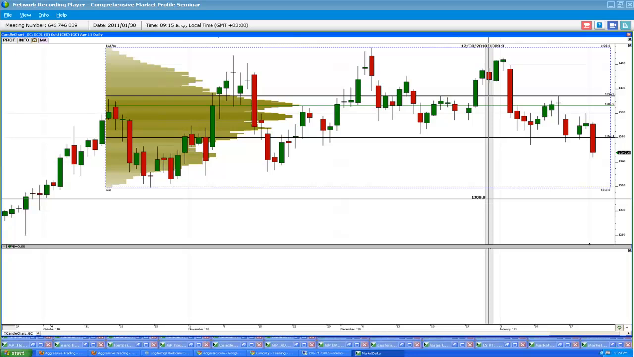Now, what happens when we break below the HVN? Anybody want to tell me? How do the percentages change once we're below the HVN? 60% chance of testing what? What do we expect? We expect to move lower. Now, what does it bring into play? It brings into play the low of the range, right? You guys got it, low extreme.